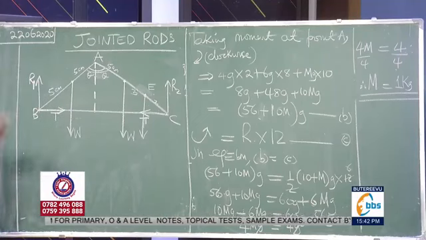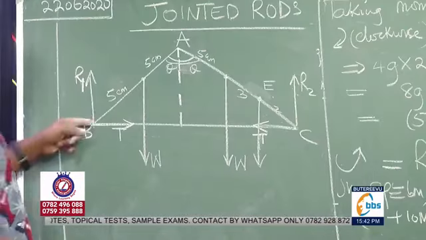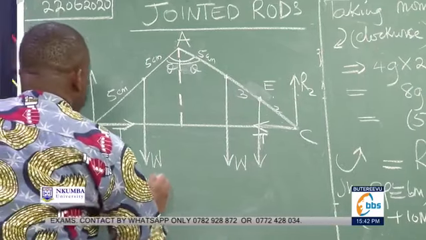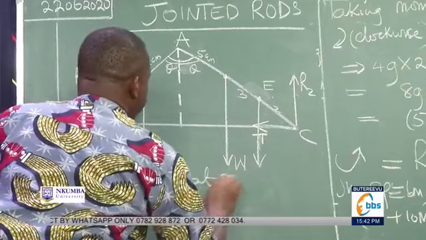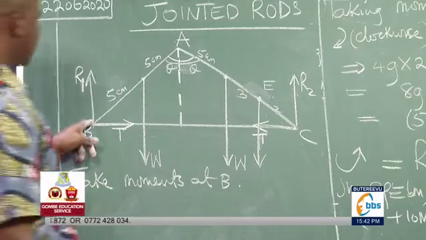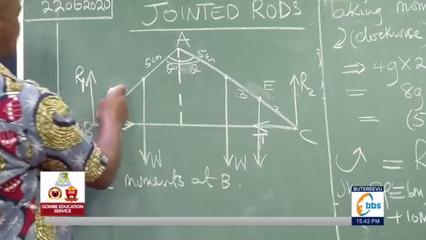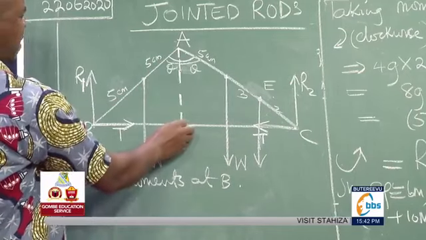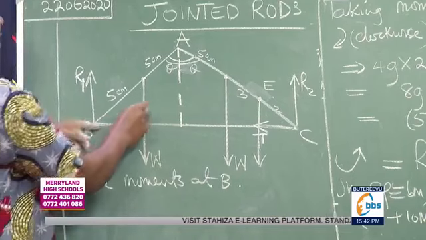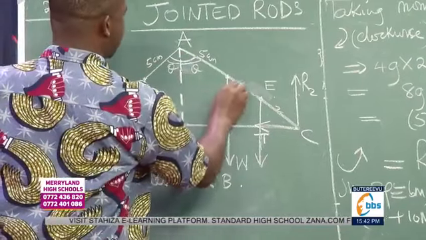Like I said, it is prudent to take moments on the side that is least congested. So we shall take moments at B. If we take moments at B, it implies that I have W and W. Now this W, since this is 5 and this angle is theta, we need to look at these distances. Its perpendicular distance is this, and if this is theta, it automatically means this is theta.